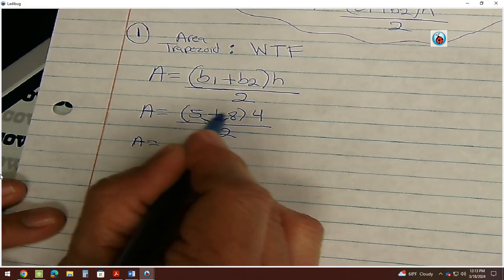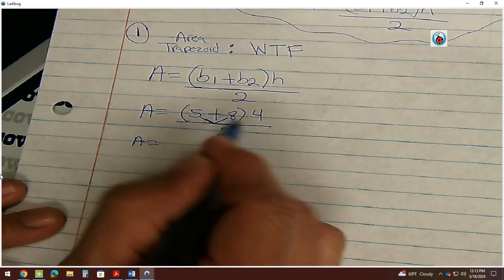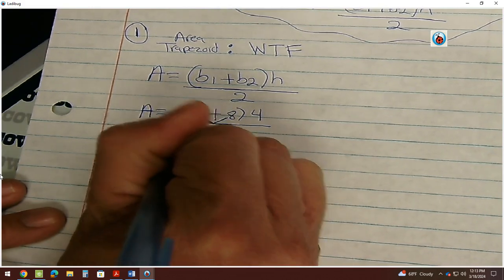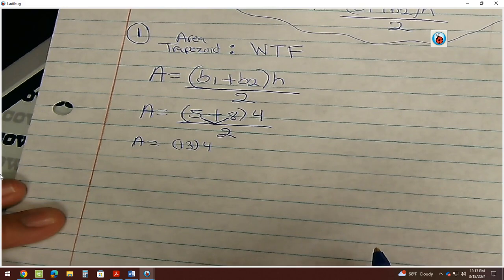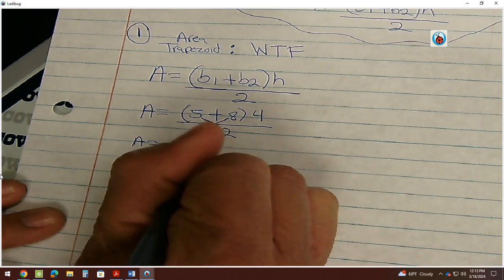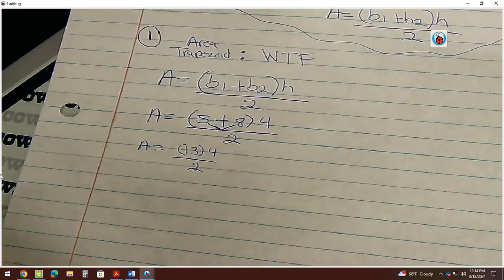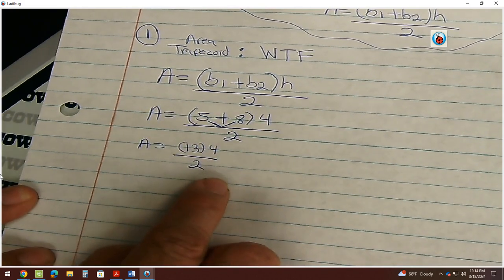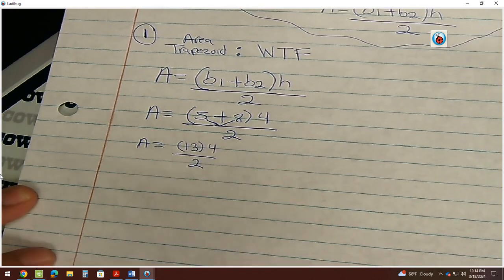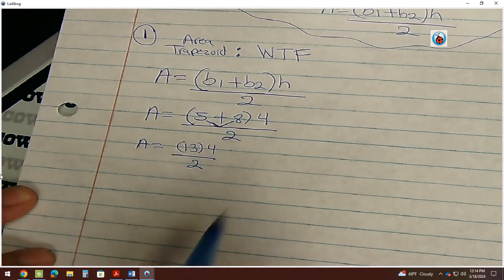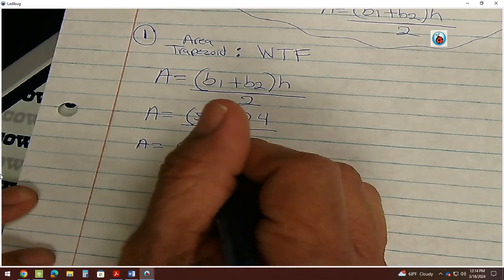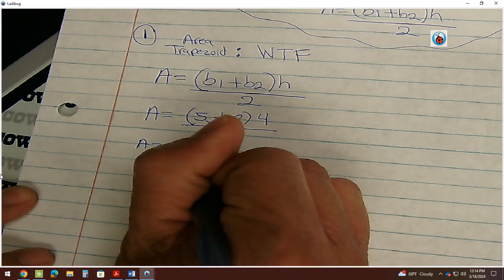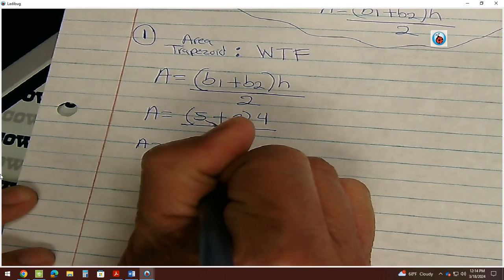This just became what? 13. Bring down the 4. Bring down the 2. So this just became a 13. Everything else just comes down. Questions? Who's next? Multiply or divide? Multiply, because he's on the top. He's on the top, so he goes first. So multiply will go first.